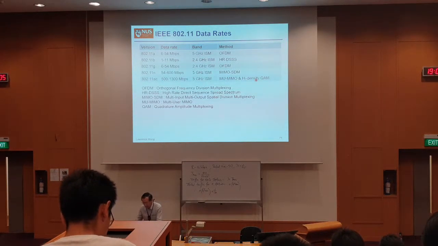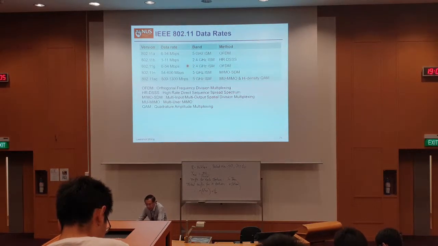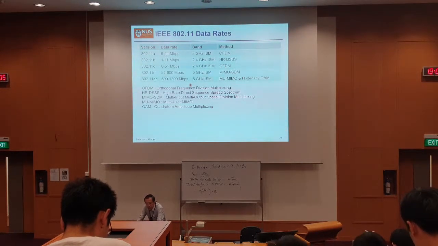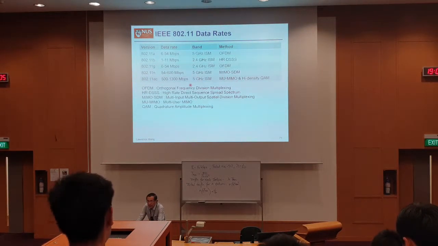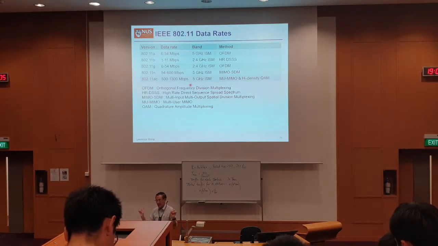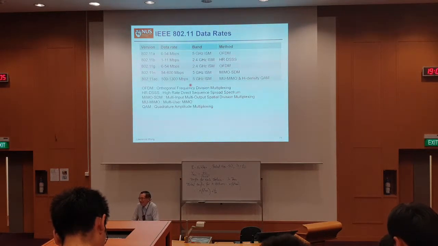So 11B is the one that is the oldest in terms of market presence. That one goes all the way to 11 megabits per second. G is up to 54, N is up to 600, and AC is up to 1.3 gigabits per second. So now if you buy those high-end Wi-Fi routers with 6 antennas, very masculine type of antennas, then you will have all these.